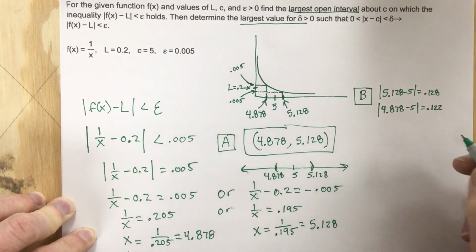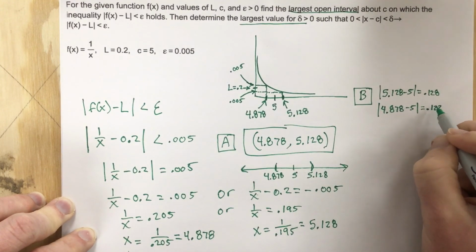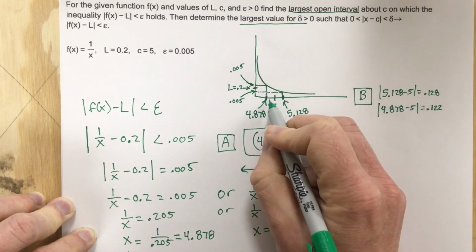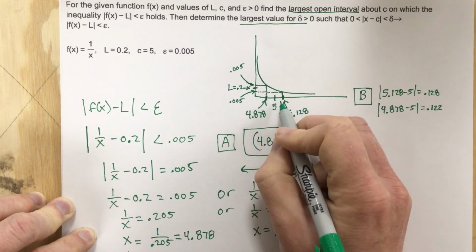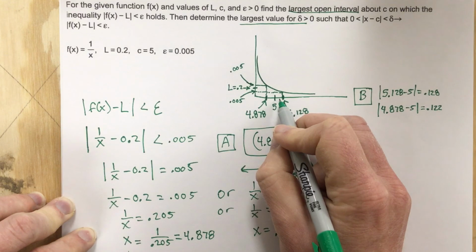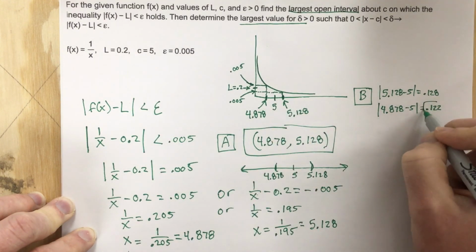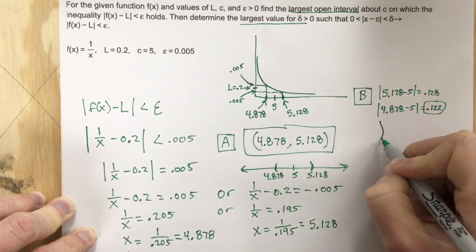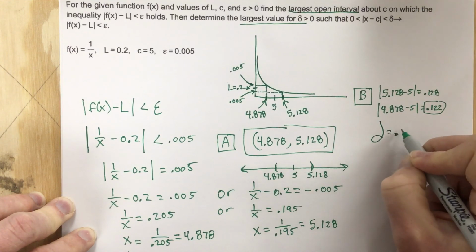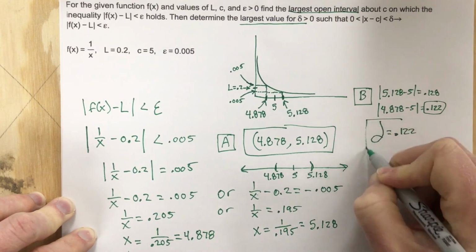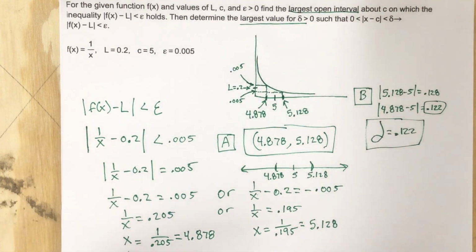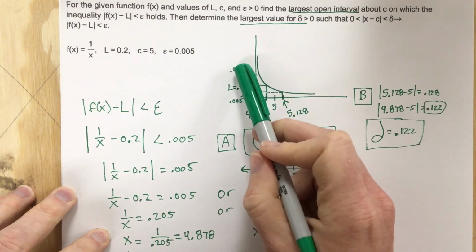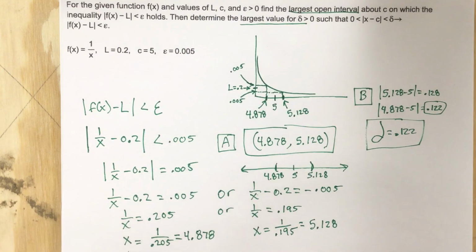Because we get 0.122 for this one, which is a smaller value than 0.128, this has to be our delta value. So the delta value is equal to 0.122, and that's our tolerance for delta that gives us this epsilon value, which stays within 0.005.